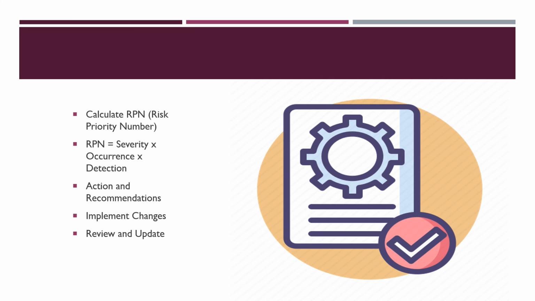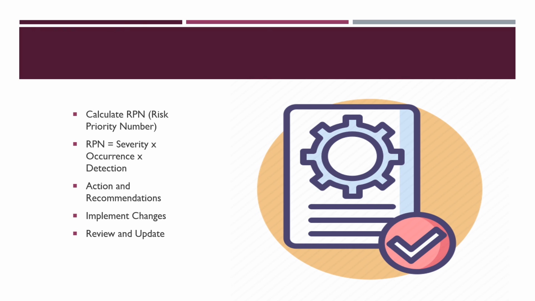Calculate risk priority number. Risk priority number, RPN, equals severity multiplied by occurrence and by detection. This helps prioritize which failure modes should be addressed first based on their risk.